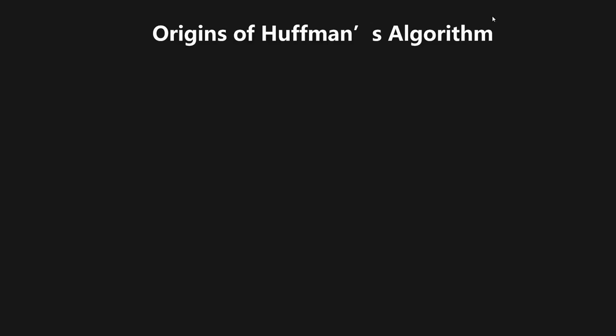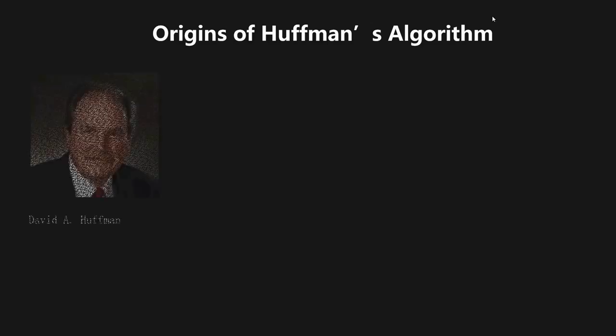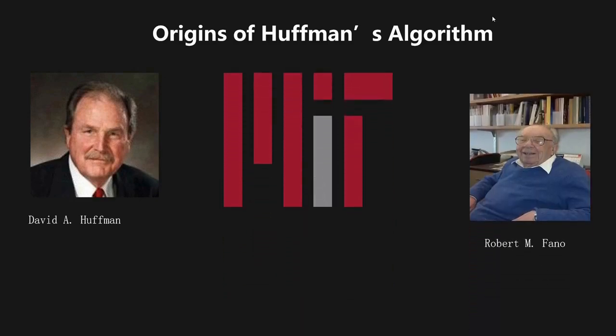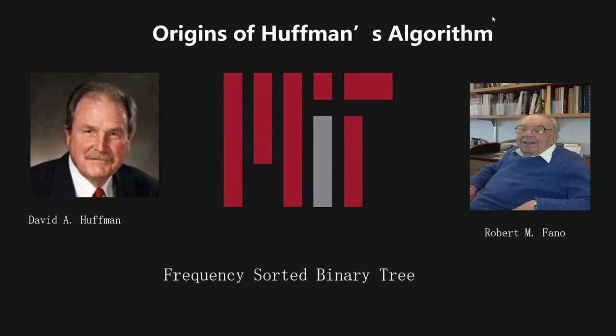So let's talk about where this algorithm came from. Here we have a picture of David A. Huffman, who at that time was a graduate student at MIT. In 1952, he was assigned a term paper by Professor Robert M. Fano. His paper was titled A Method for the Construction of Minimum Redundancy Codes, and using this algorithm he outperformed the Shannon-Fano method, which is out of scope for this video. He made use of frequency sorted binary trees, thus resulting in lossless encoding and, most importantly, compression of data while transfer.